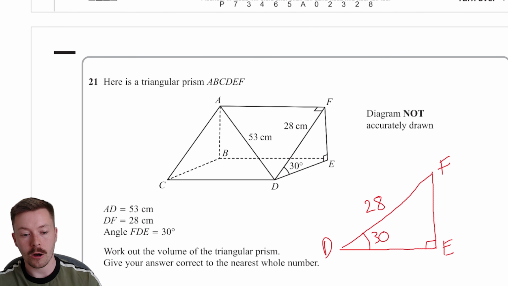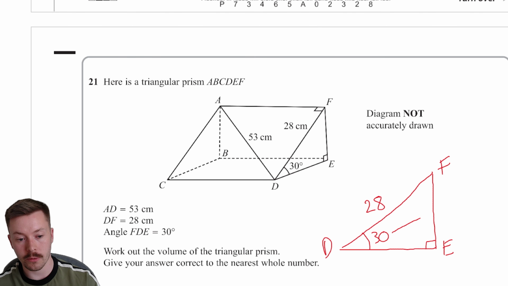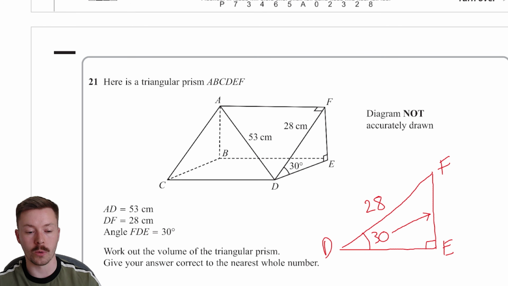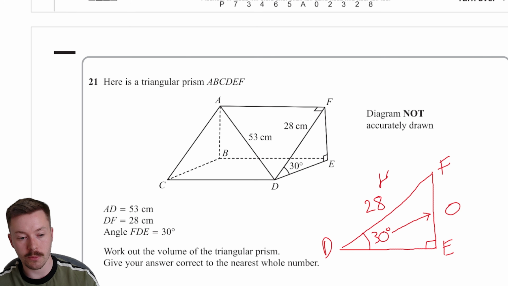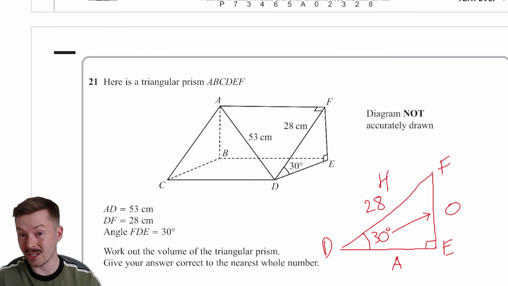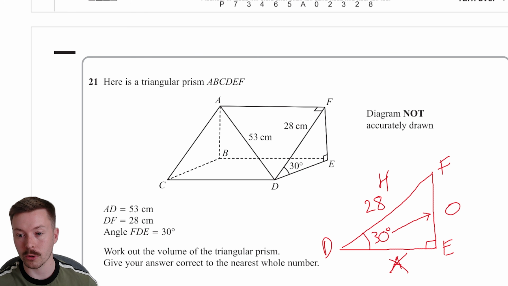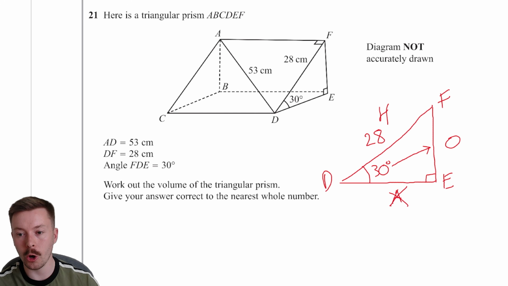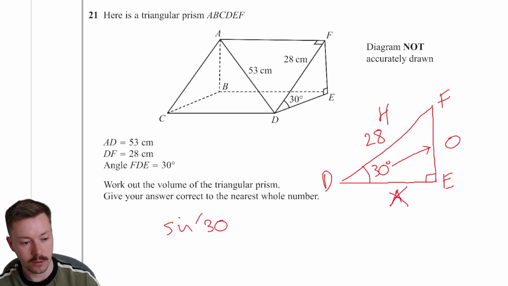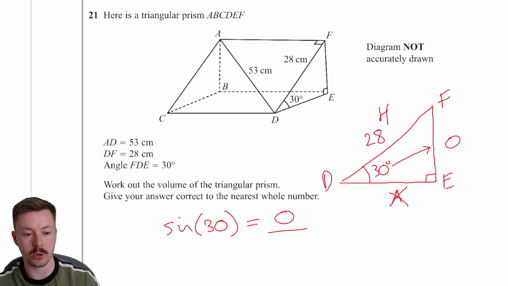Okay, now I am going to work out this side by doing 30 degrees. That is my opposite. This is my hypotenuse. This is my adjacent. I don't need that, nor am I given it, so I'm going to ignore that. So it's O and H. So sine 30 is equal to opposite divided by hypotenuse, which is 28.